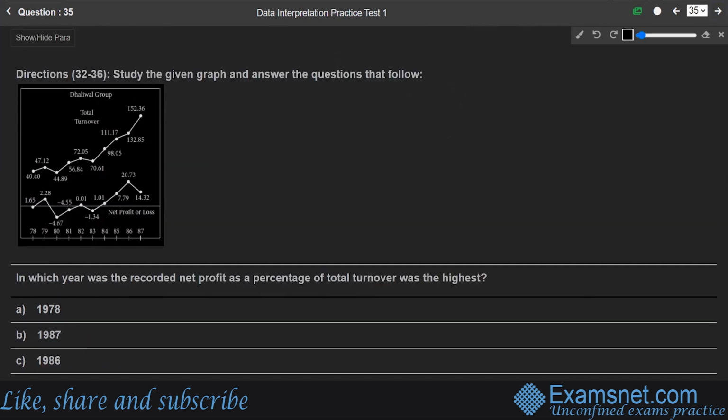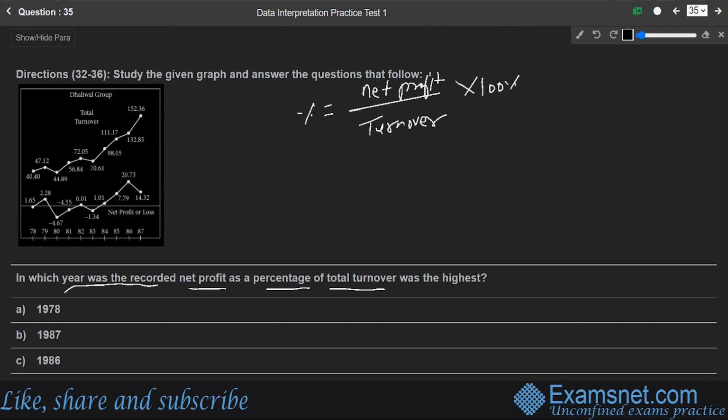Now he's asking in which year the recorded net profit as a percentage of total turnover was the highest. So we have to calculate the percentage for net profit over turnover, multiplied by 100%. This is how we have to calculate for every year that he has given amongst the options.